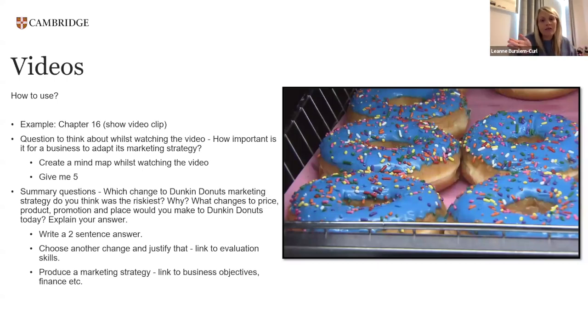We haven't watched the entire video, but at the end of each video, there are then 2 summary questions, which again you can see on this slide here. The first, which change to Dunkin' Donuts marketing strategy do you think was the riskiest and why?